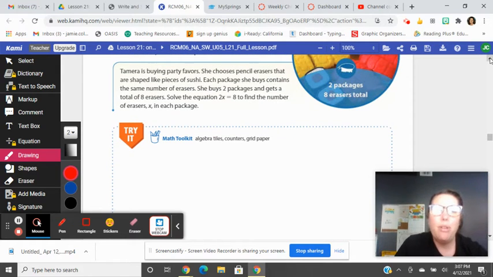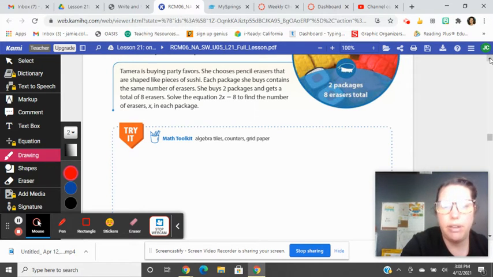Okay, Tamra is buying party favors. She chooses pencil erasers that are shaped like pieces of sushi. Each package she buys contains the same number of erasers. She buys 2 packages and gets a total of 8 erasers. Solve the equation 2x equals 8 to find the number of erasers x in each package.